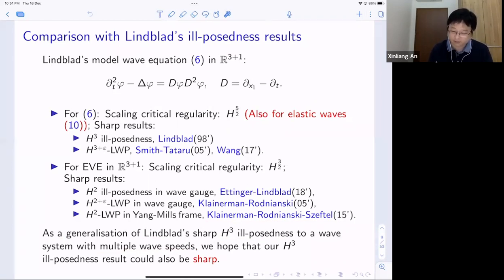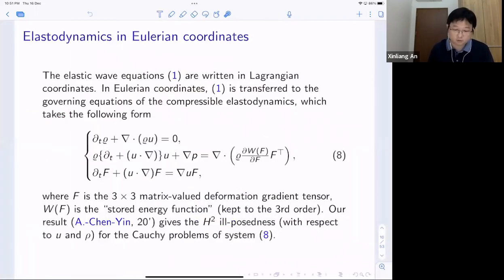As we see for the single quadrilinear wave equation, we hope that our H3 ill-posedness for the elastic wave and also for MHD could also be sharp. The positive side hasn't been proved yet. So the equation we just saw on the first page rewrites the elastic wave dynamics using Lagrangian coordinates. We can also rewrite everything using Eulerian coordinates. So this is the system of the elastic wave in Eulerian coordinates.